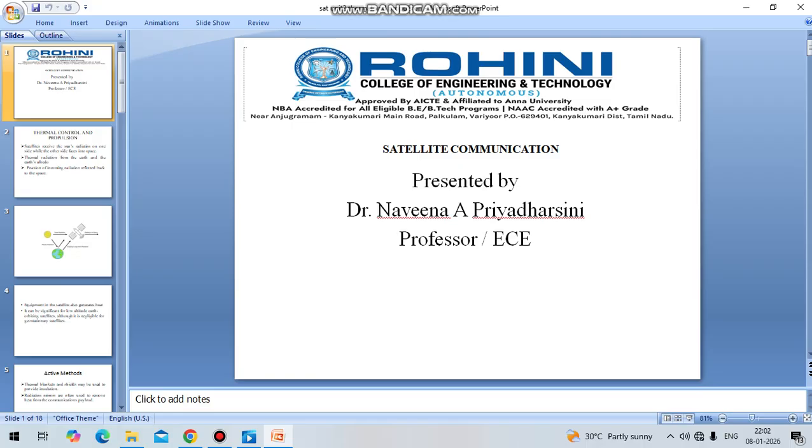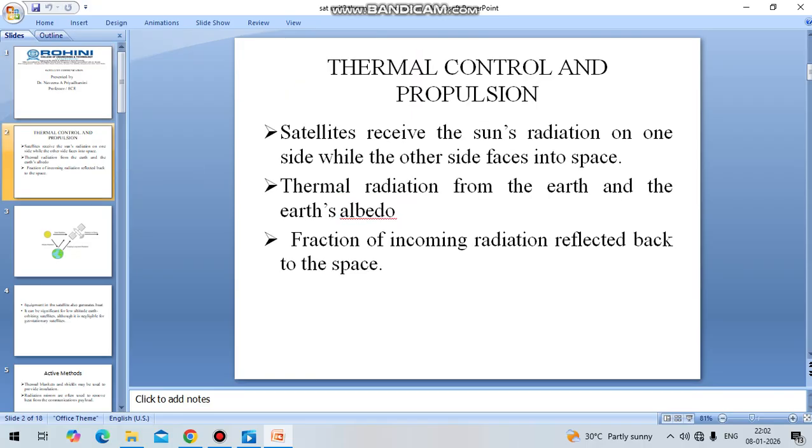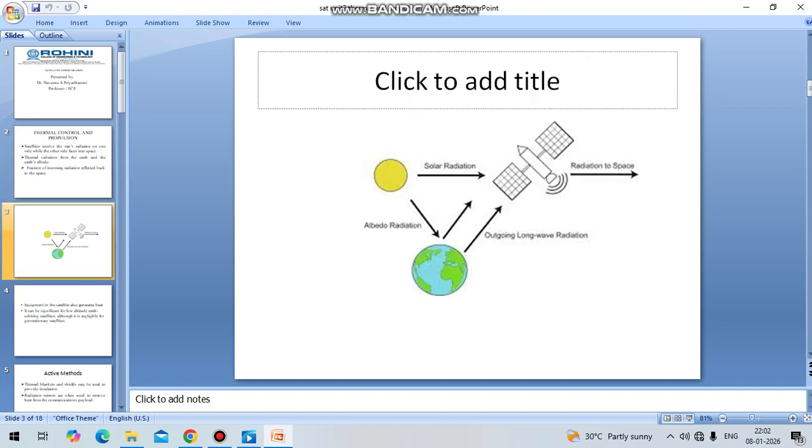In this class, we shall discuss the thermal control and propulsion in satellite communication systems. So let us consider the satellite is revolving around the Earth. The satellite will receive radiation from the sun and also some amount of light and heat signal from the Earth's surface. Apart from that, it will suffer due to the albedo effect. Albedo means the fraction of light signal that is reflected back from the Earth's surface.